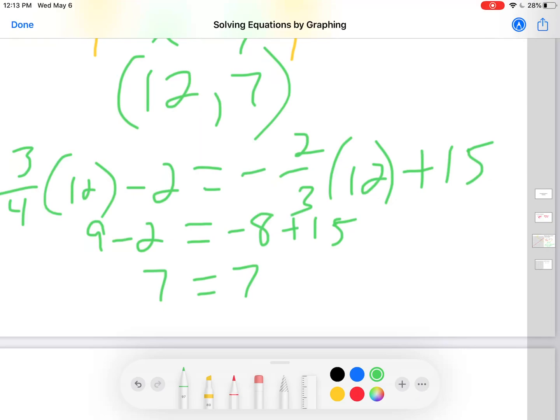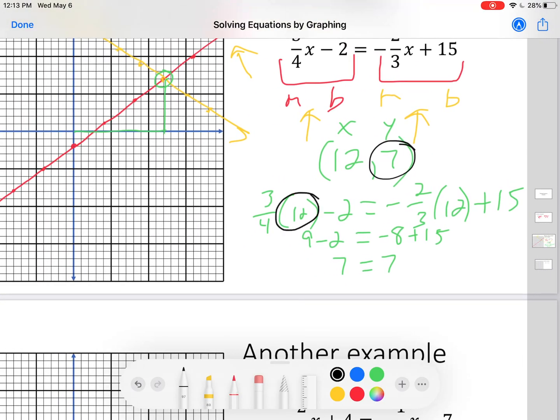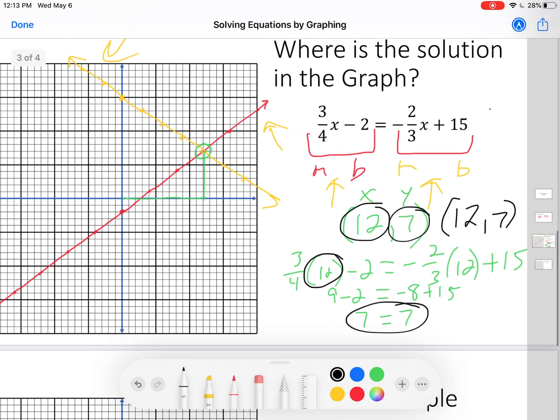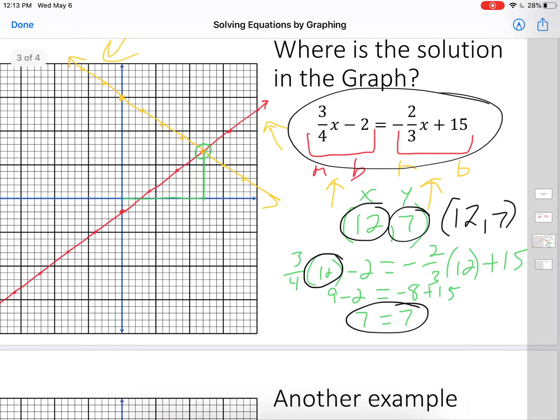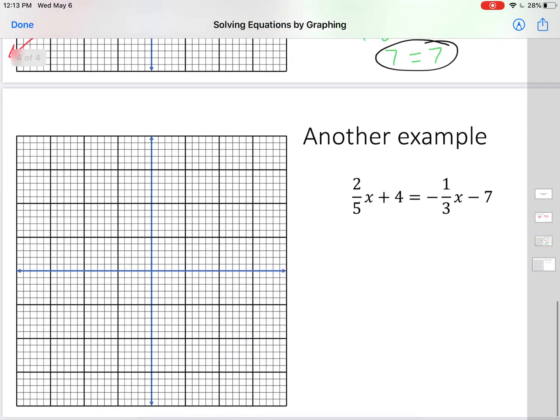They are the same number, and they're not just the same number. They are this number. So x is 12 and y is 7, and that is the solution. 12, 7 is the solution to this equation. And that's how you find a solution using a graph. I'd like to do one more example.